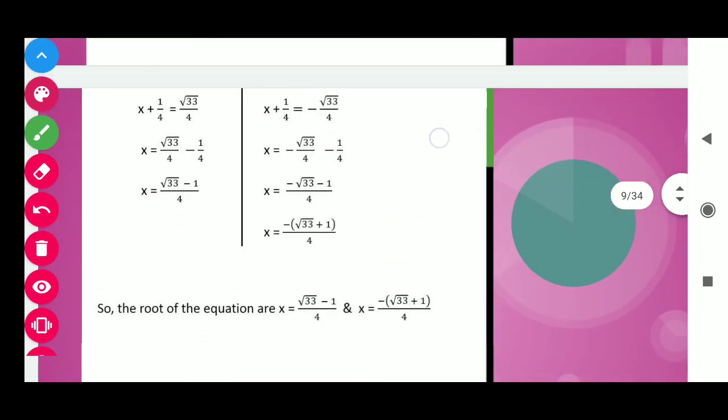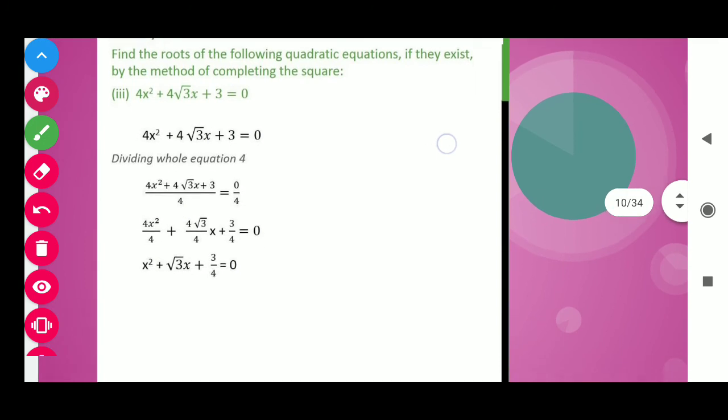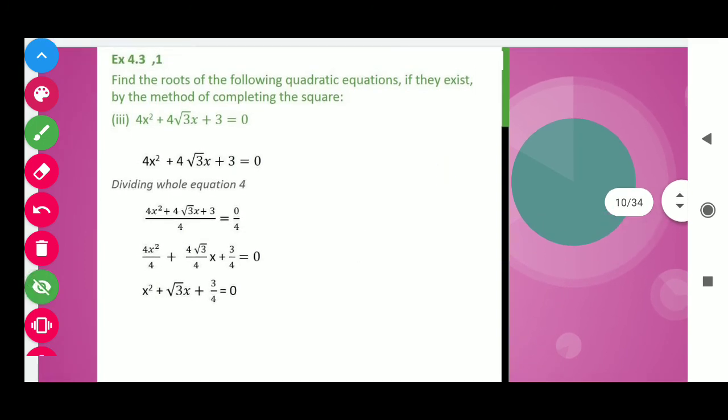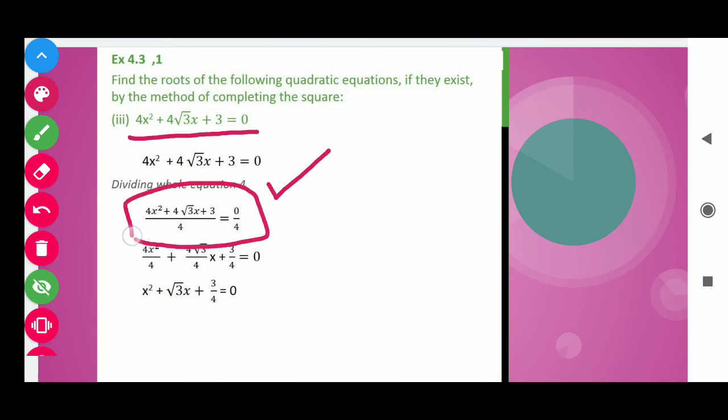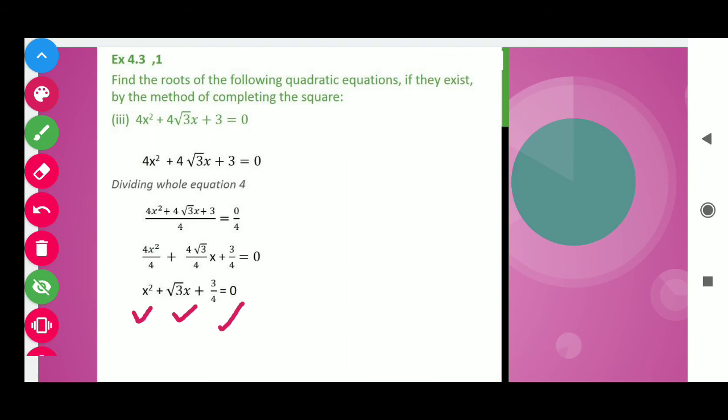Okay, now here is the third part. You can see here the third part. This is a similar question: 4x squared plus 4 under root 3x plus 3 is equal to 0. So students, first make the coefficient of x squared 1. For this we have to divide the complete equation by 4. In this way we will get 4x squared plus 4 root 3x plus 3, completely divided by 4. On calculating this we get x squared plus root 3x plus 3 over 4 is equal to 0.